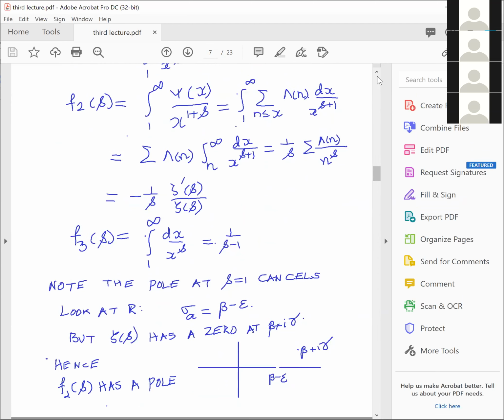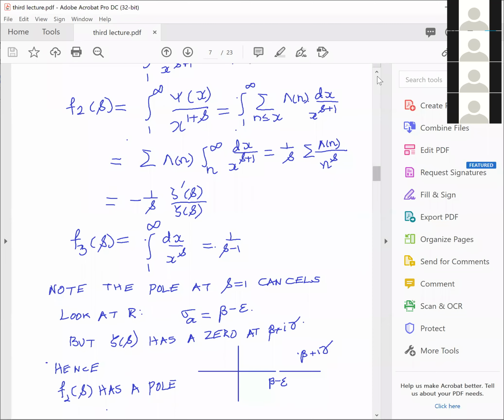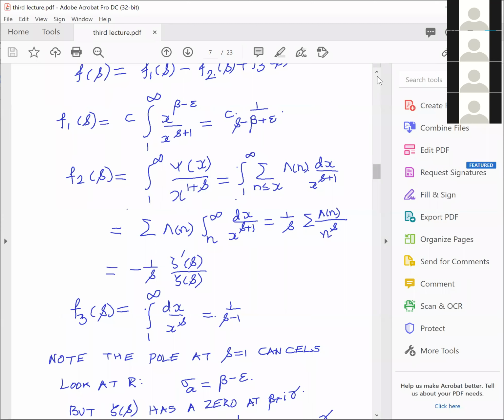But we have already assumed that beta plus i gamma is a zero of zeta s. If beta plus i gamma is a zero of zeta s, this zero does not have any impact on f3 of s because it is 1 over s minus 1. It does not have any effect on f1 of s because that part, the f1 of s, is regular because you have s minus beta plus epsilon. Therefore, when you put s is equal to beta plus i gamma, it's not going to matter at all because there's an epsilon to save you.